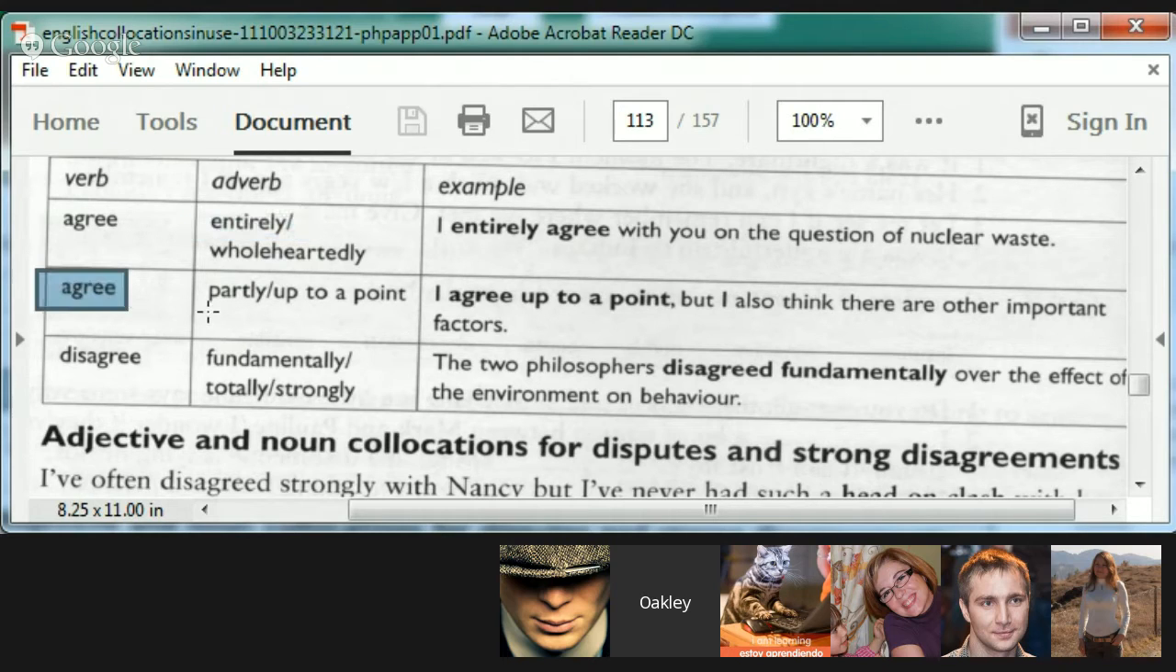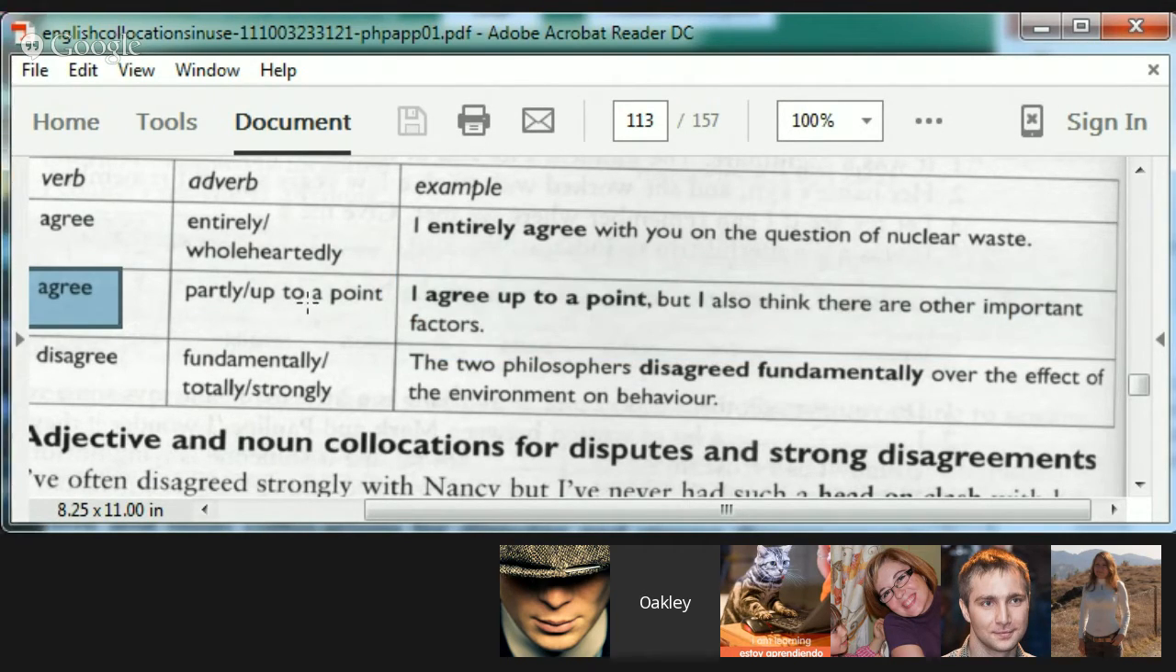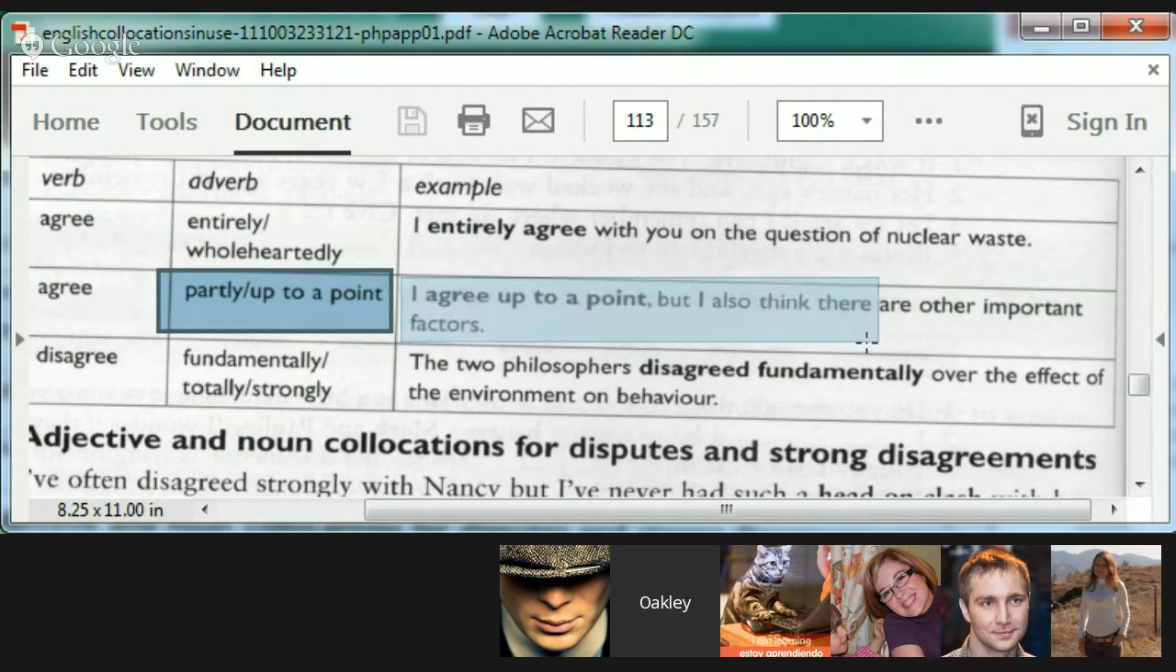How about if it's not so strong? I entirely agree with you on the questions of nuclear waste. Okay, that's a strong agreement. How about the next one? We've already kind of talked about that. All right, what if you're not so excited about agreeing? Next one.